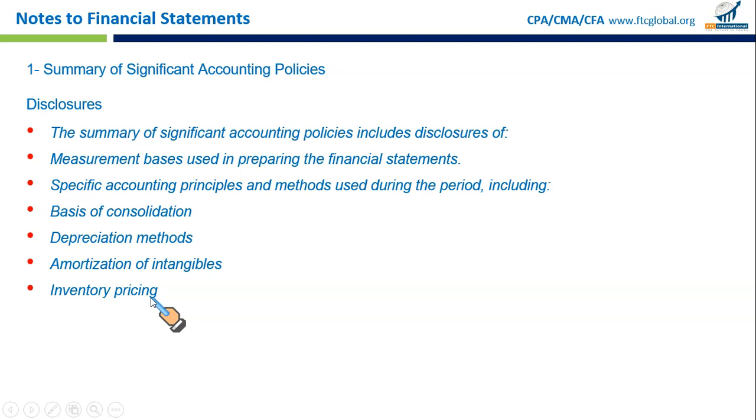Inventory pricing. It's how the company values its stock. Does the company use first in, first out, FIFO, or last in, first out, which is permissible under US GAAP? You need to disclose.